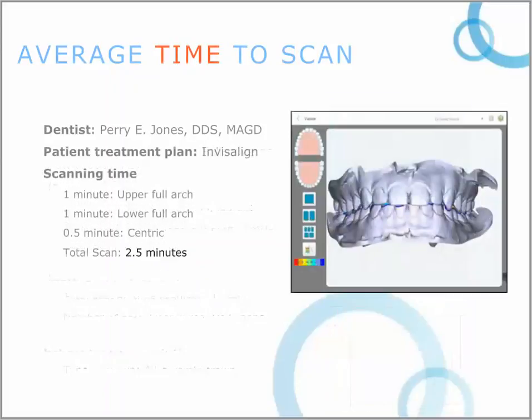In the next slide, you can see, here I'm using the element scanner, and look, that time is cut by half, about 2.5 minutes. This is using parallel confocal with high-definition video to be able to work quickly through the arch, do upper, lower, and the centric in about 2.5 minutes.